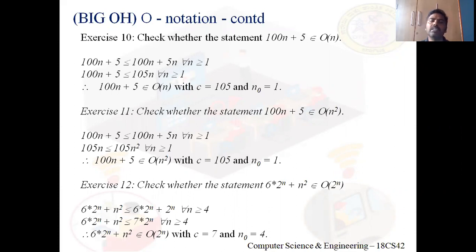So you asked whether 100n plus 5 belongs to big O of n. Yes, of course, but you need to determine C and n naught. Why do I say the starting value? For example, if I give n naught equal to 0, this condition fails, because 100 times 0 plus 5 is nothing but 5, which is not less than or equal to 105 into 0. Now we'll do other examples; just go through them. The only thing you need to determine is C and n naught, so that the LHS becomes less than or equal to C into G of n.